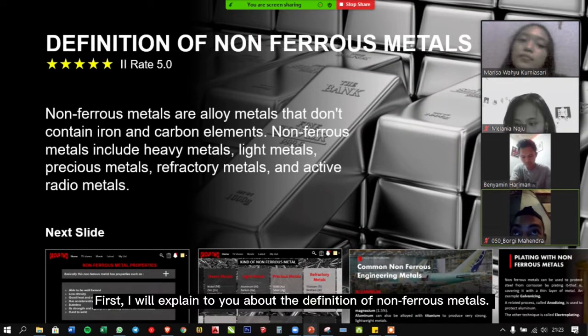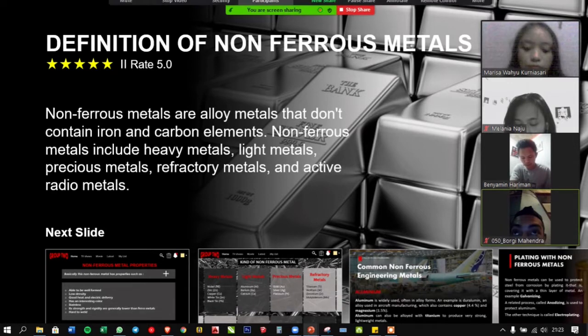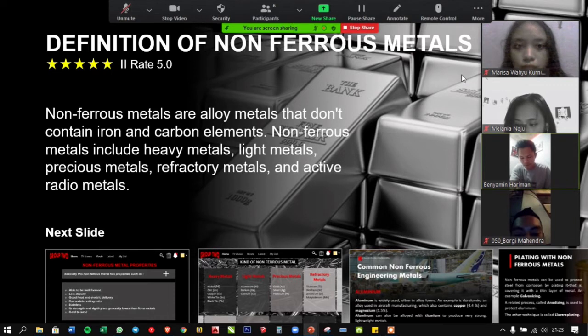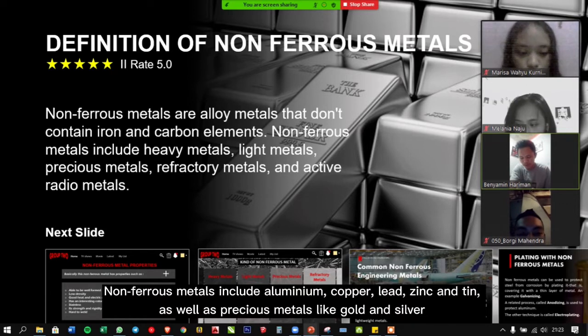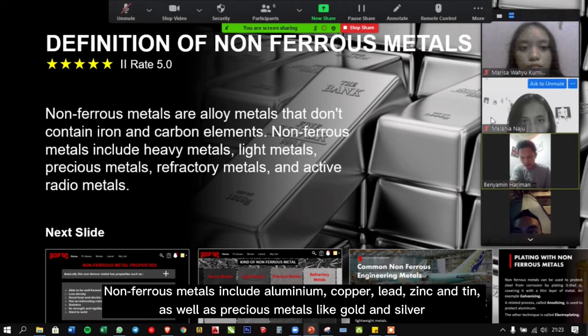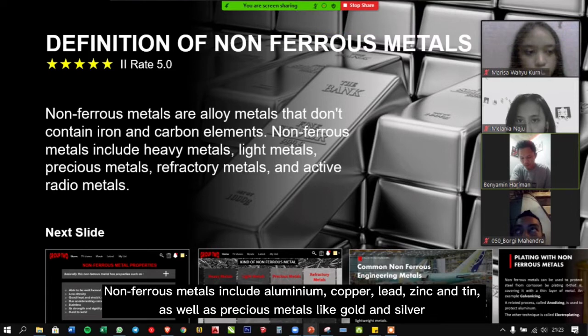First, I will explain to you about the definition of non-ferrous metals. Non-ferrous metals are alloy metals that don't contain iron and carbon elements. Non-ferrous metals include heavy metals, light metals, porous metals, refractory metals, and active radiometals. Non-ferrous metals include aluminium, copper, lead, zinc, and tin, as well as precious metals like gold and silver.